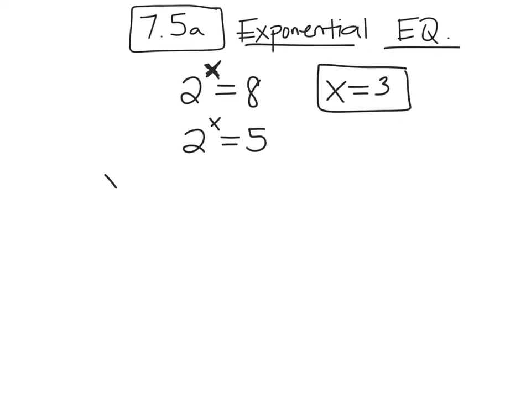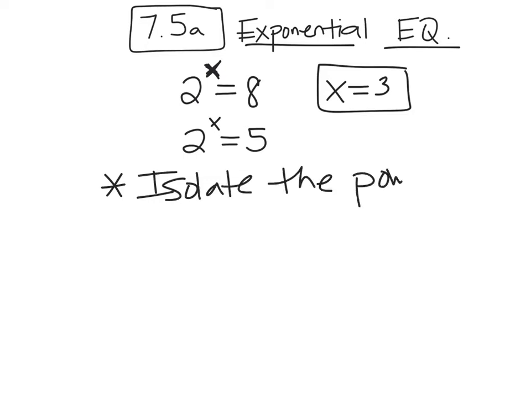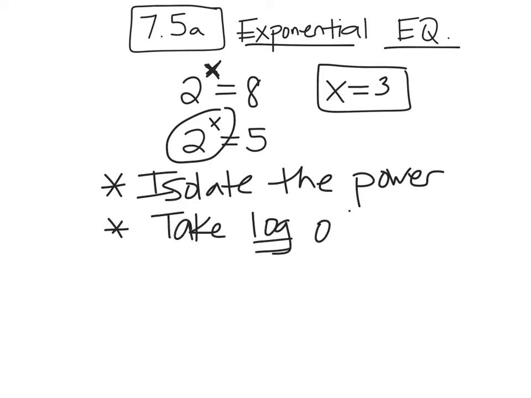The first thing you're going to do is isolate the power. That sounds kind of weird, but the power part is like the 2 to the x. If there's anything around it, you have to get it over to the other side. Isolate just the power part. The second thing you're going to do, to both sides of the equation, is take the log of both sides.